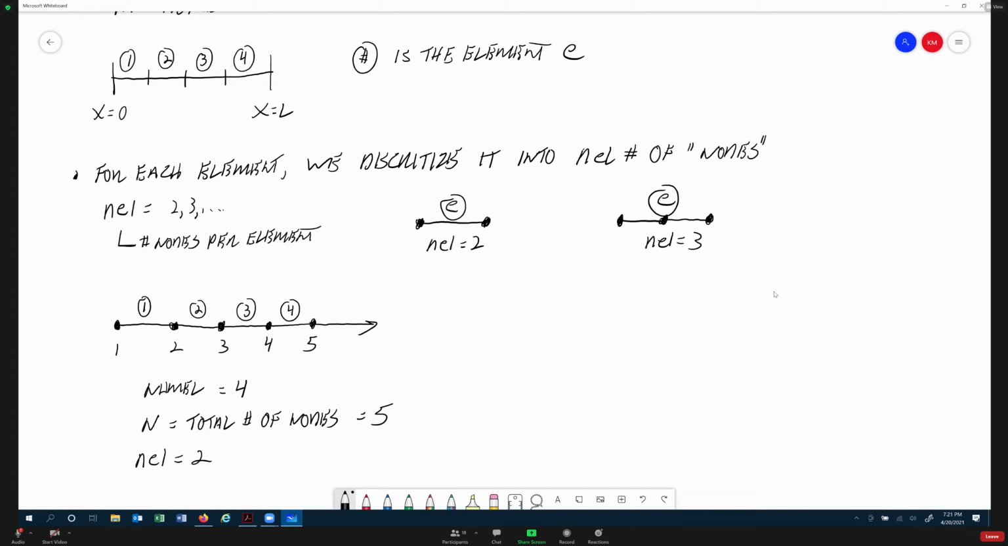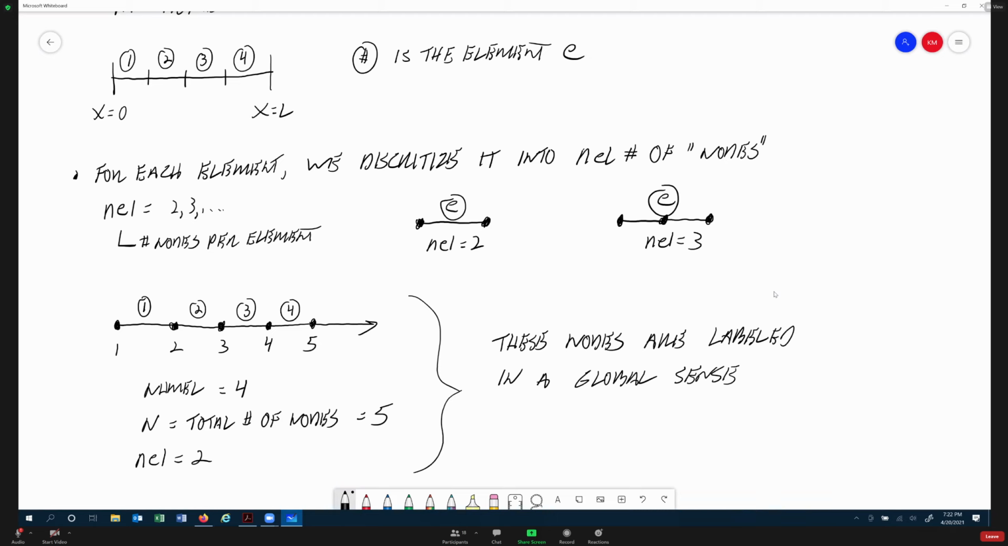So what we're seeing here is these nodes are labeled in a global sense. Can you see that you could write this? So what we have shown here is we have 4 elements, 1, 2, 3, 4.